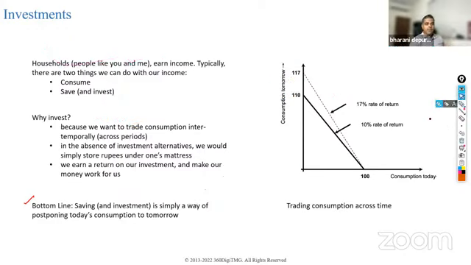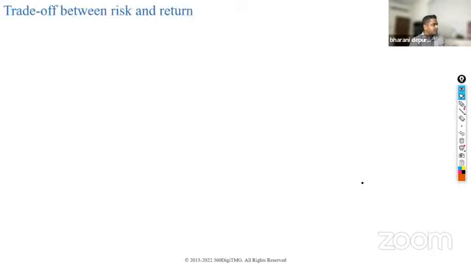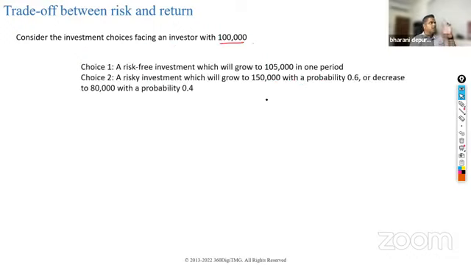This is about the risk appetite of the investors. Where they invest depends on their risk appetite. Suppose the investment choices faced by an investor with $100,000 happen to be these two. Suppose you have $100,000 with you. You want to invest somewhere. You have two options, choice 1 and choice 2.